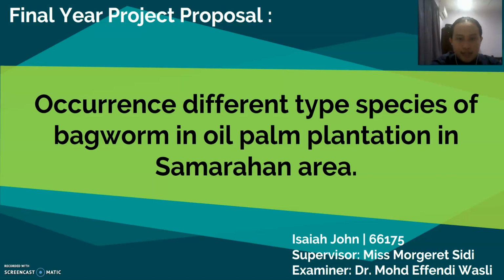Hi, my name is Isaiah John, matrix number 66175. So today, I would like to present my final year project proposal, which is the occurrence of different type species of bagworm in oil palm plantation in Samarahan area.